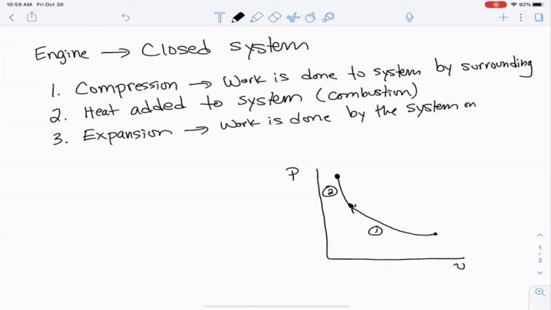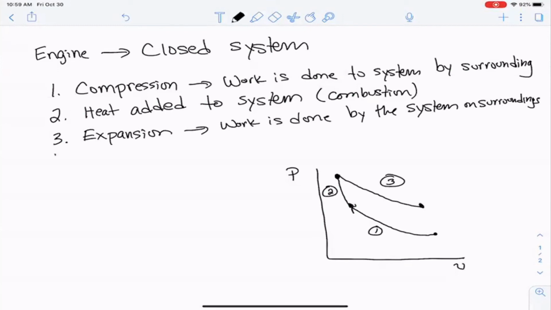Right? On the surroundings. And every time you're going to do that, the pressure goes down and the specific volume goes up, because you're expanding the cylinder. So you'll have something like an expansion.